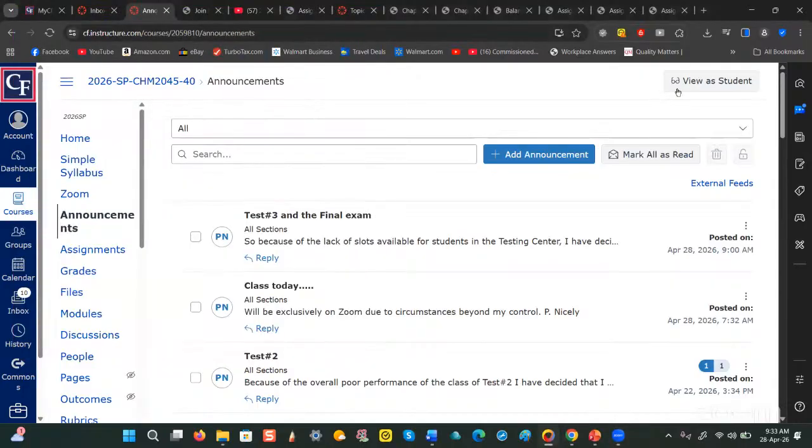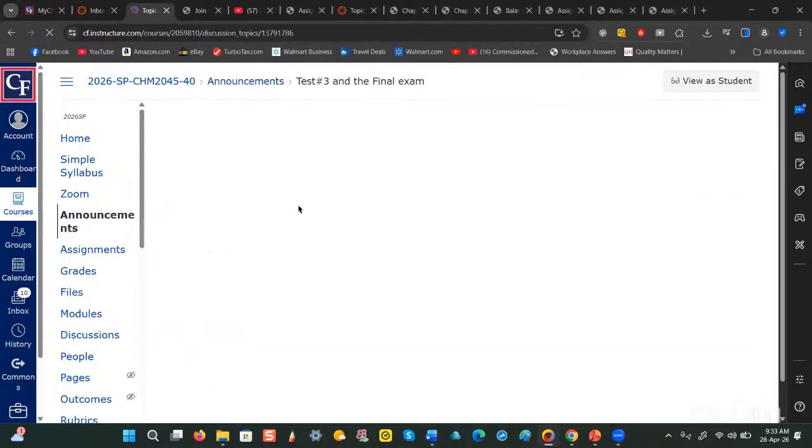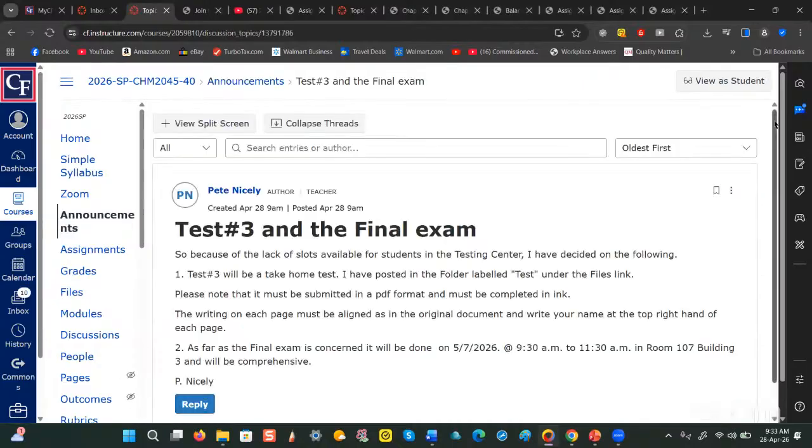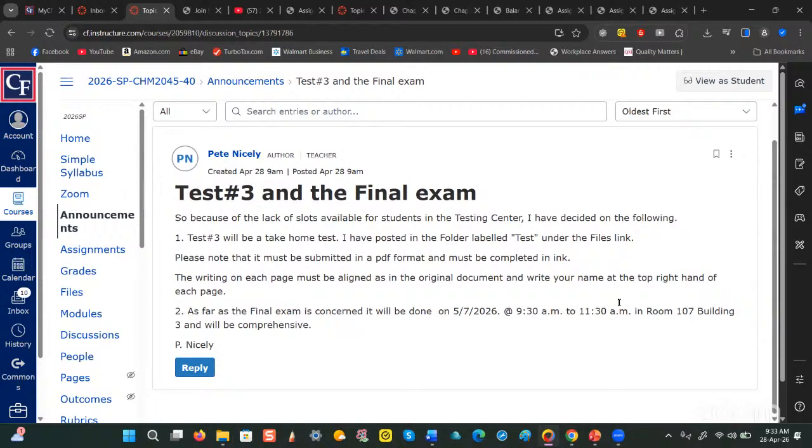Okay, so I just want to confirm what I posted in the announcement. Well, I did correct the mistake I made in terms of test number 3. The only other thing I need to confirm, of course, please note that you must submit it in PDF format. Make sure it's done in ink. Make sure that the writing on each page is aligned as in the original document, and write your name at the top right hand of each page.